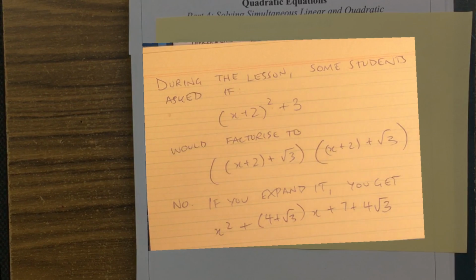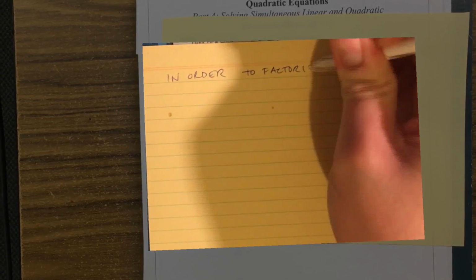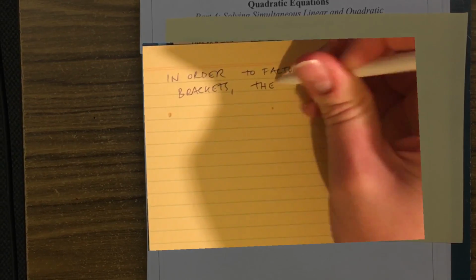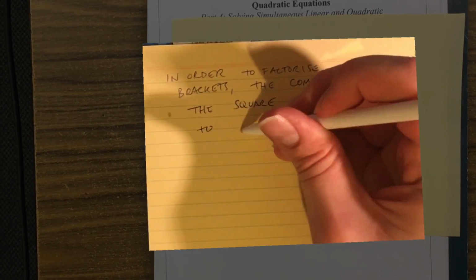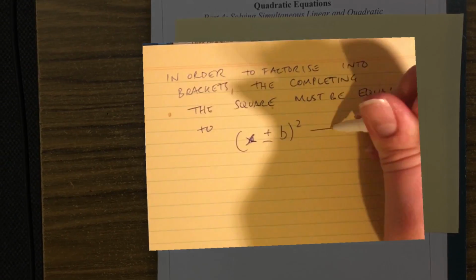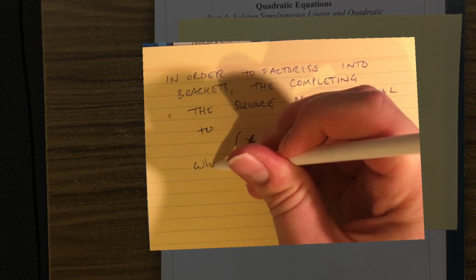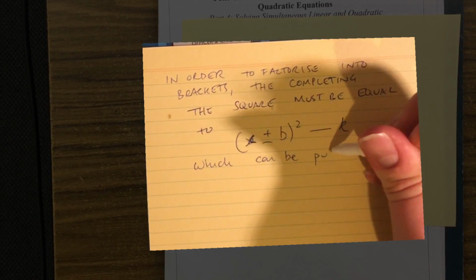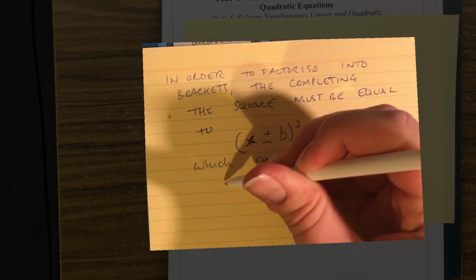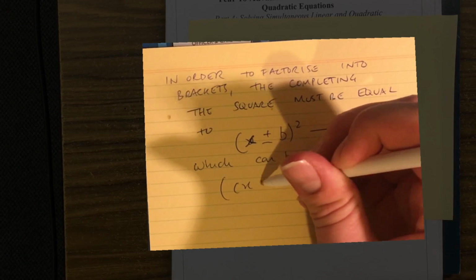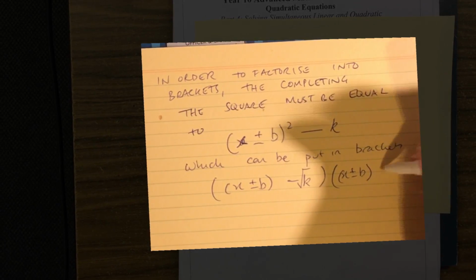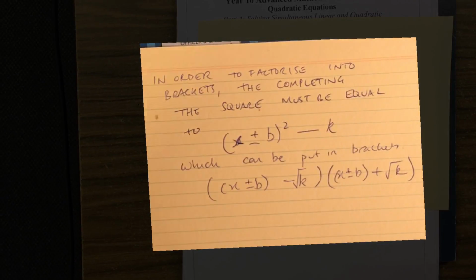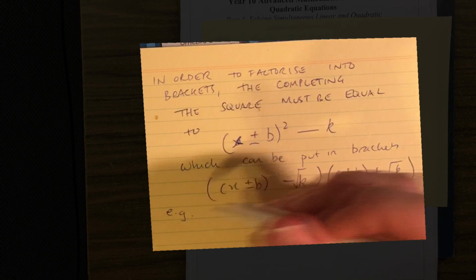So in order to factorize into brackets, the completing the square must be equal to something like x plus or minus b, where those are some numbers, it doesn't matter if it's a plus or a minus, all squared, minus k, where k is any number you like. Which can be put into brackets like x plus or minus b, minus square root of k, and then the other bracket would be x plus or minus b plus square root of k.